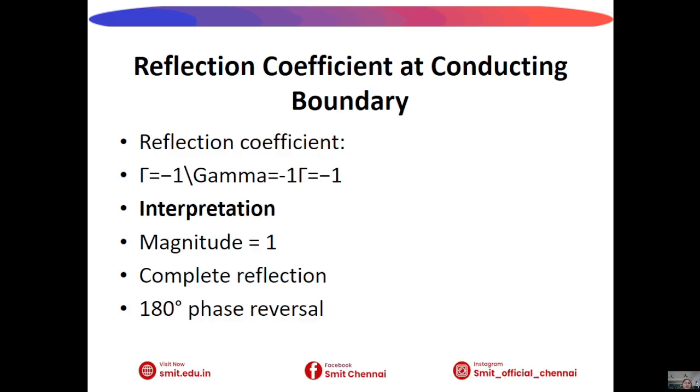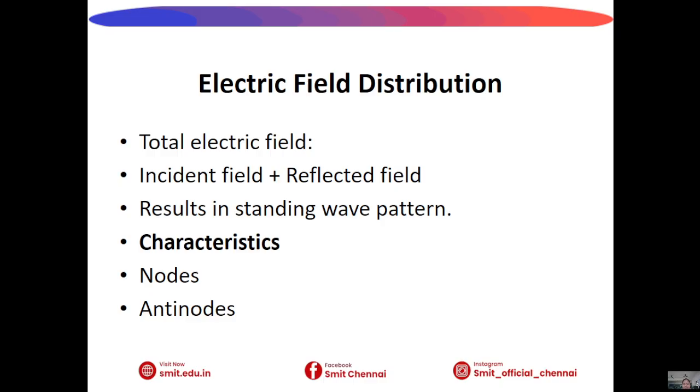Next, we see the reflection coefficient at the conducting boundary. The reflection coefficient indicates the ratio of reflected electric field to incident electric field. For a perfect conductor, the reflection coefficient is -1. This means the reflected wave has the same magnitude as the incident wave but undergoes a phase reversal of 180 degrees. Therefore, complete reflection occurs at the conductor surface.